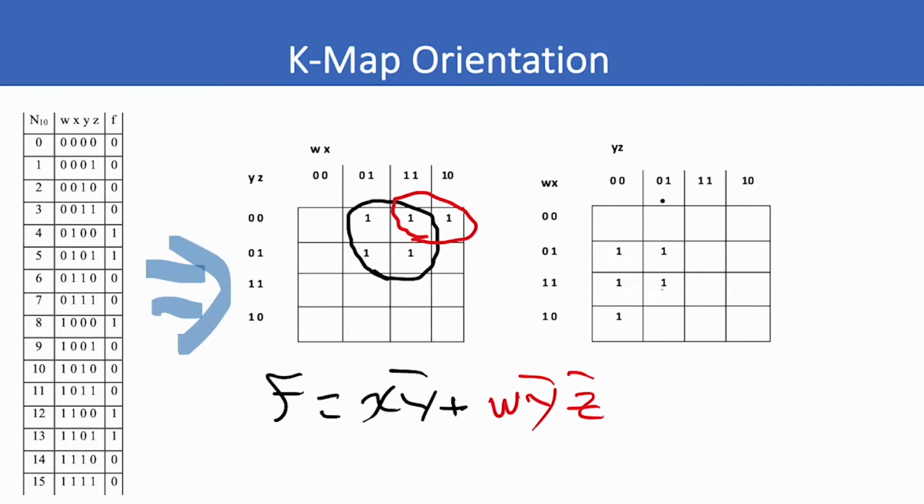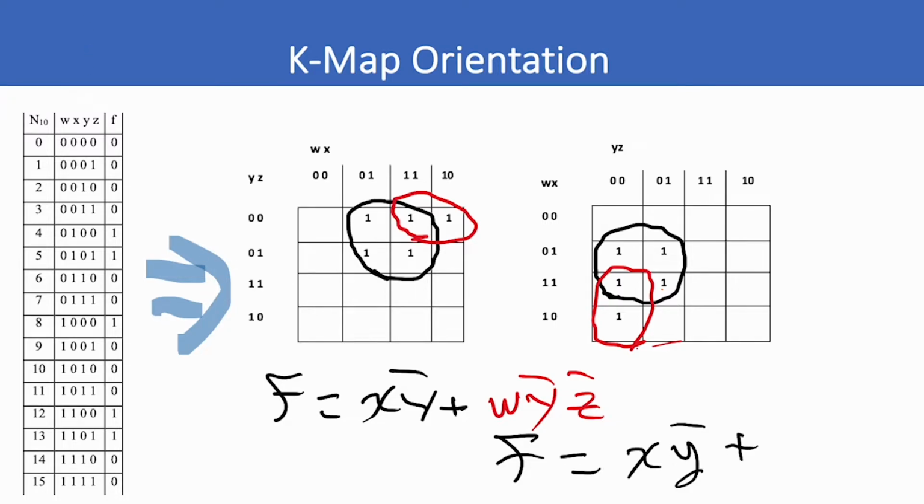Let's look at the second orientation. Well, let's do our coverings. There's a 4 covering, and there's a 2 covering right here. Let's write down the function. Function is equal to, this covering right here is X, because W drops out, and Y bar, because Z changes from a 0 to a 1. X, Y bar, plus this is equal to W, because X changed from a 1 to a 0, and then this whole column, it's Y bar, Z bar.